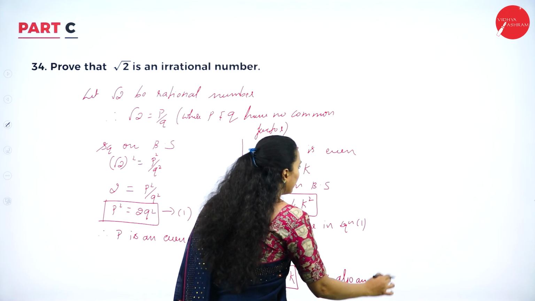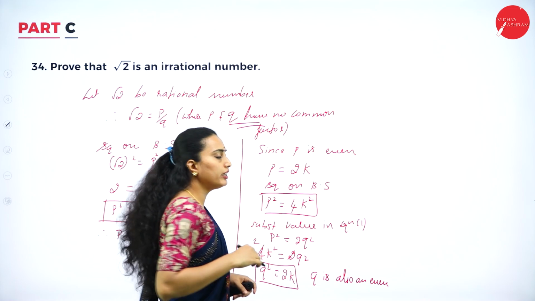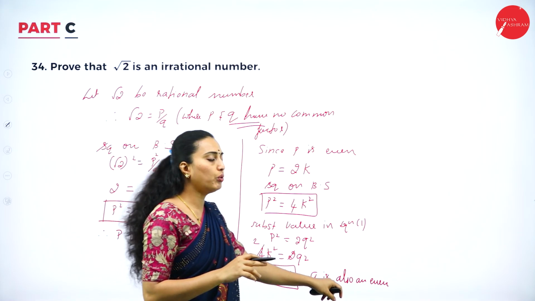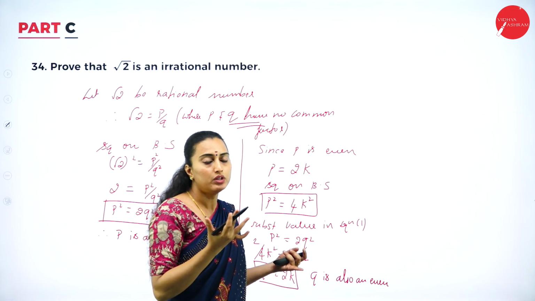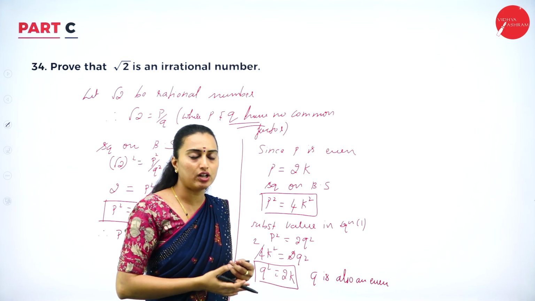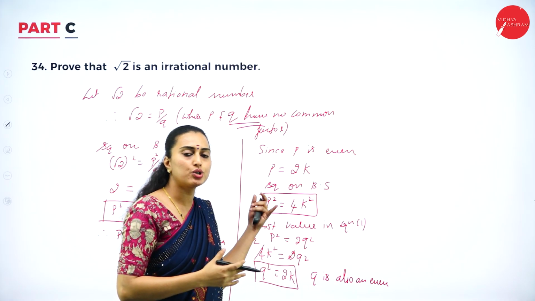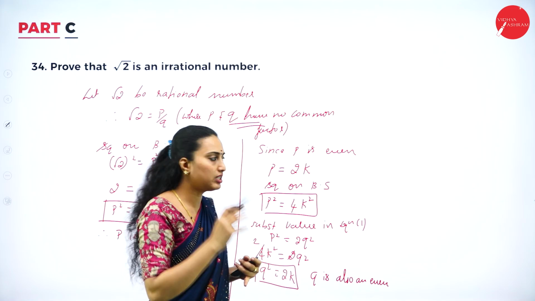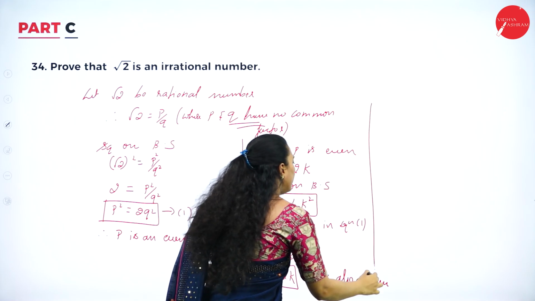But what we have taken as the assumption, see here, p and q have no common factor, but here p and q has a common factor 2, which fails our assumption. Therefore, by contradiction, root 2 cannot be a rational, it must be an irrational number. That is the last conclusion you are going to write.